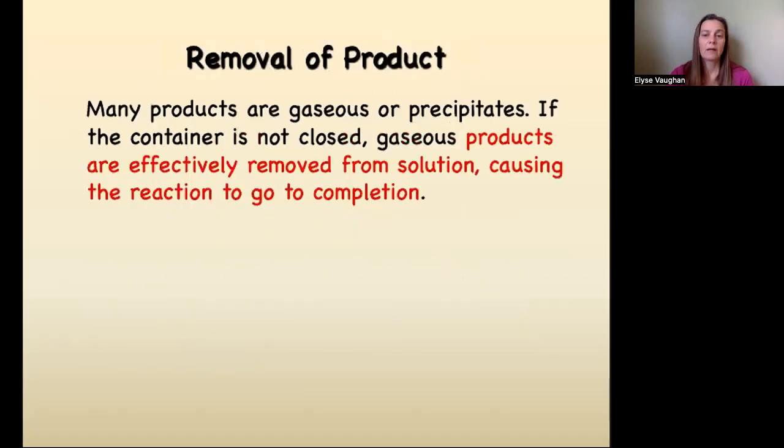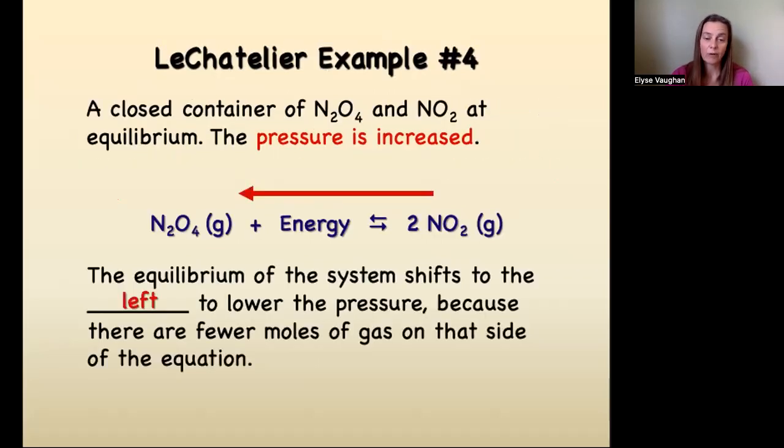Okay. So adding pressure shifts away from the side with more moles to the side with fewer moles. If we were to decrease pressure, increasing volume, for example, then that would cause our equilibrium to shift to the side with more moles of gas.